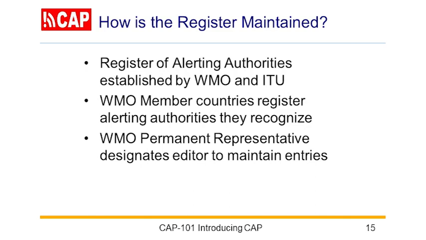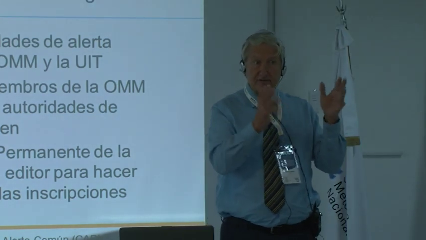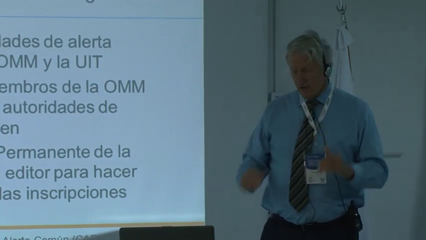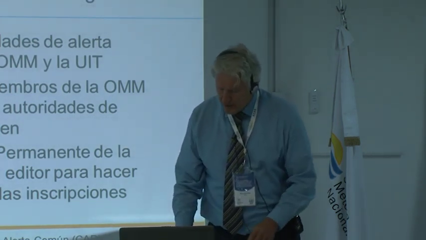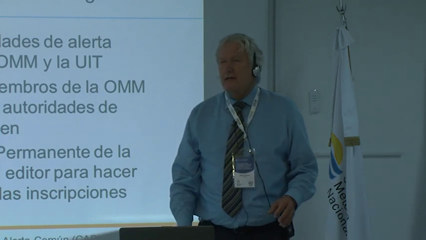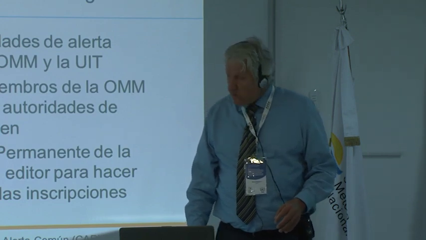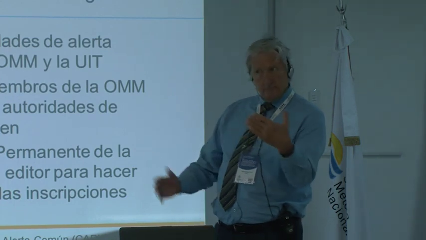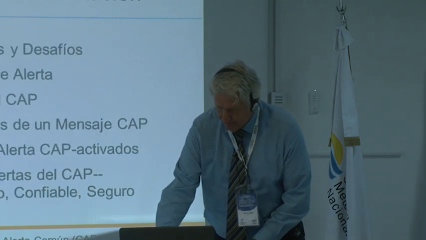The PR is, by treaty, the representative of all of Argentina or all of Peru, okay? So that PR is listing all of the alerting authorities, including but not limited to the weather service. Right now, I think there are about 500 authorities, which includes at least two per country, the National Meteorological or Hydrological Service, and the Red Cross, Red Crescent National Society, okay, NGOs. No reason that they shouldn't be considered authoritative, even though they're not government.